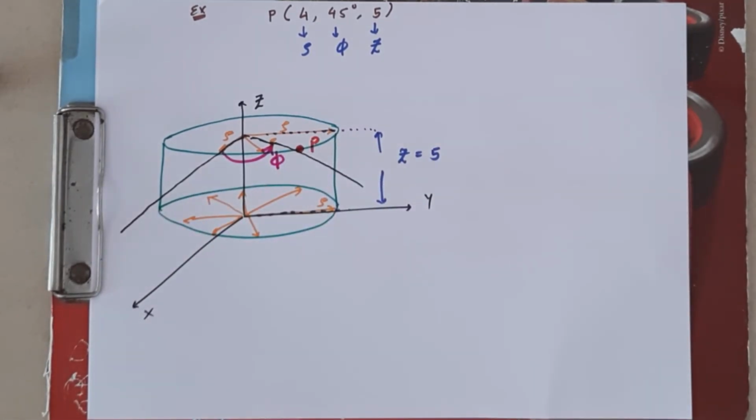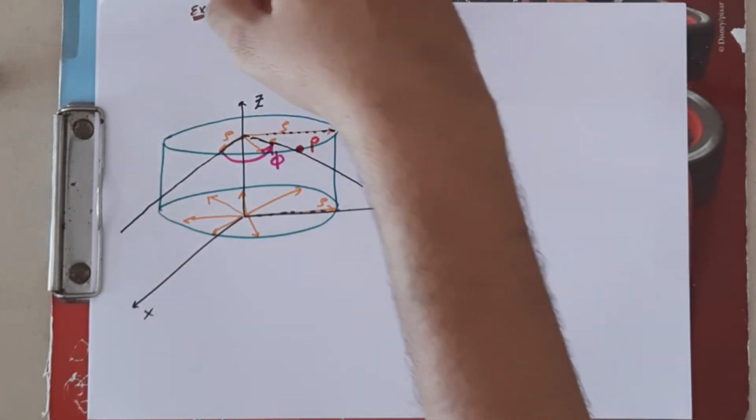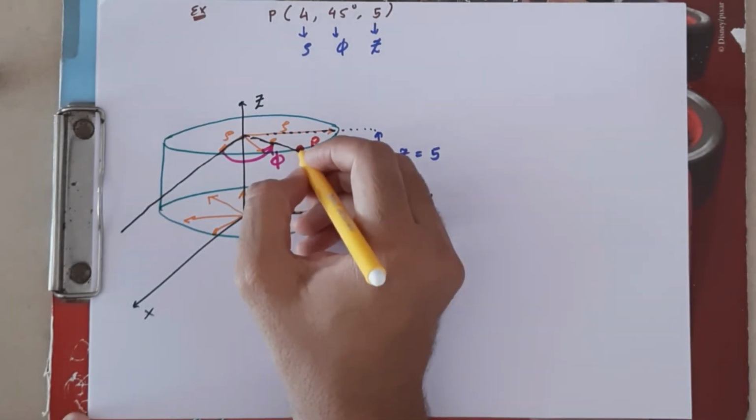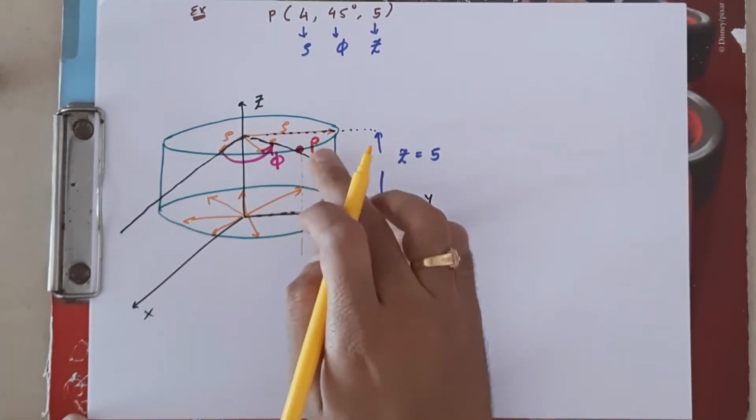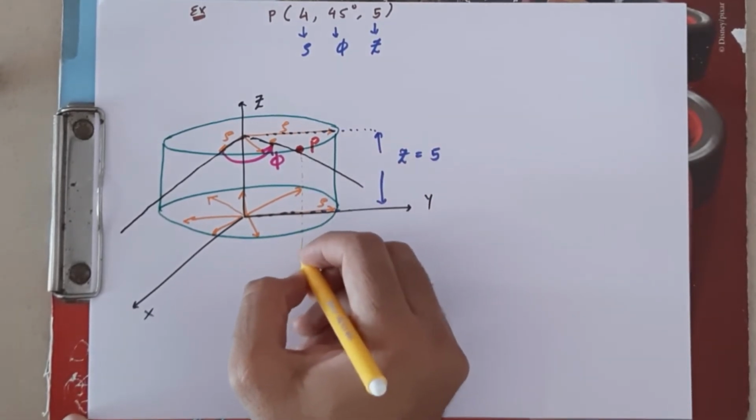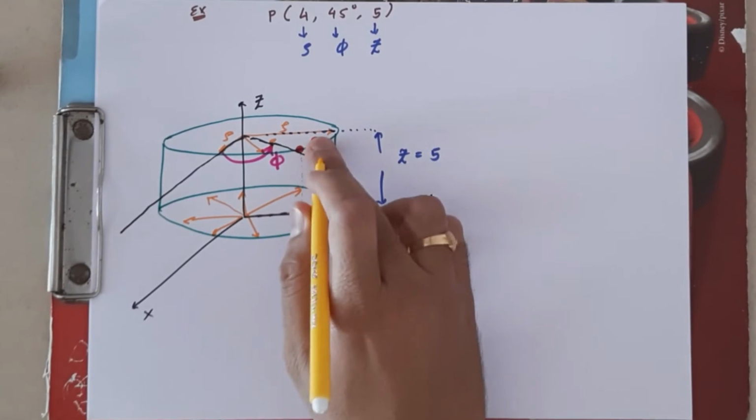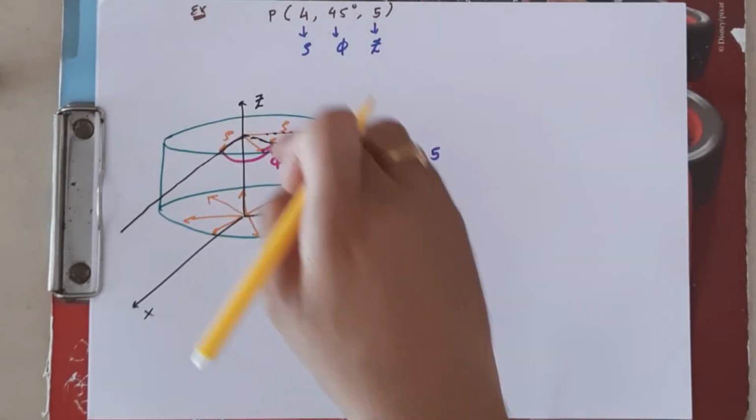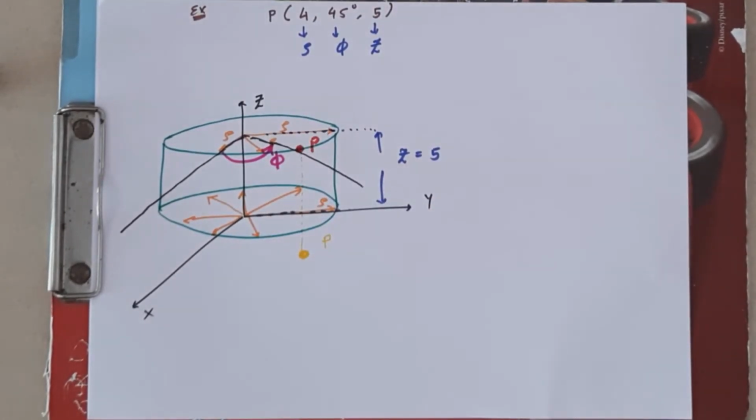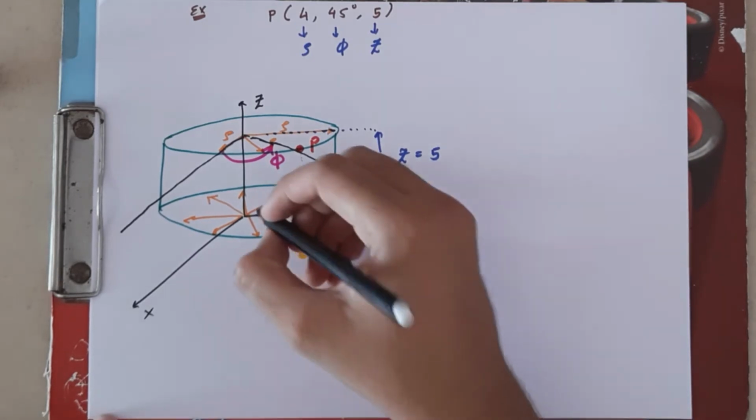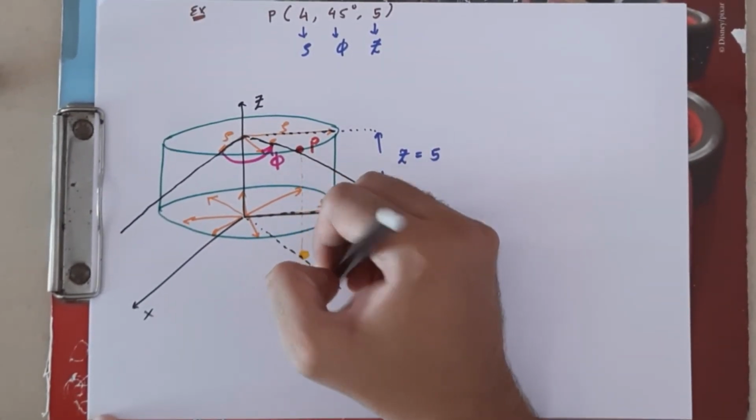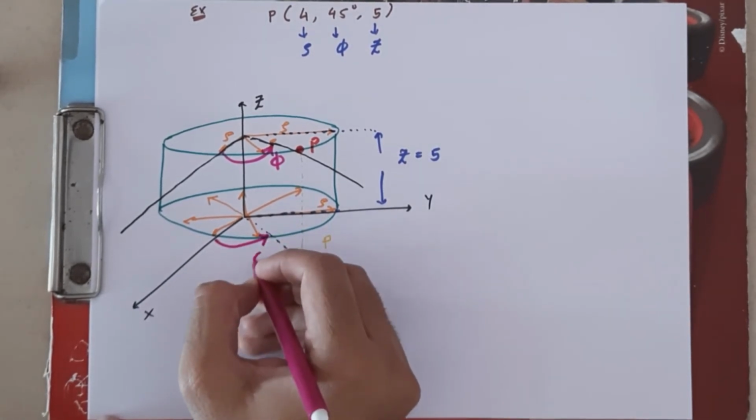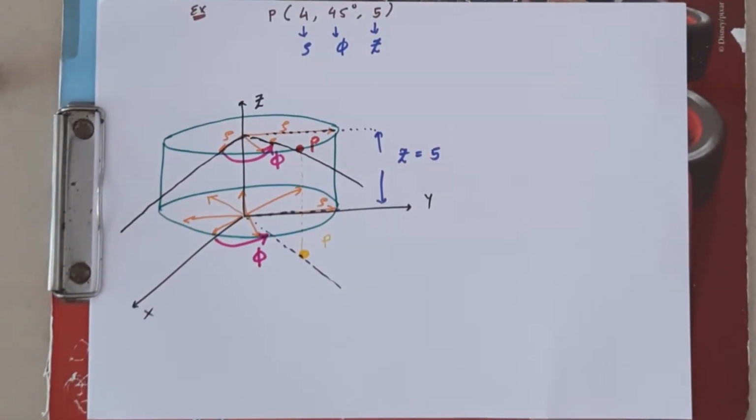Now if you observe, if I look at this figure from the top side, what do I observe? I observe a shadow of my point P here. This one is nothing but the shadow of point P. Again I draw one line on the xy plane which is passing through this shadow, and I measure the angle. This phi will get the same angle, 45 degrees.